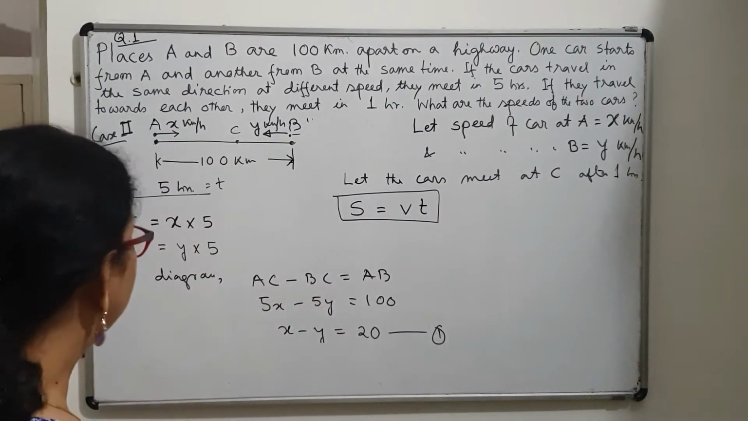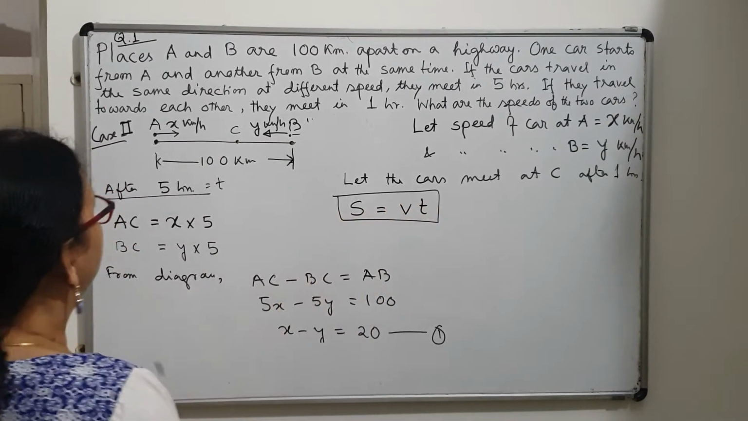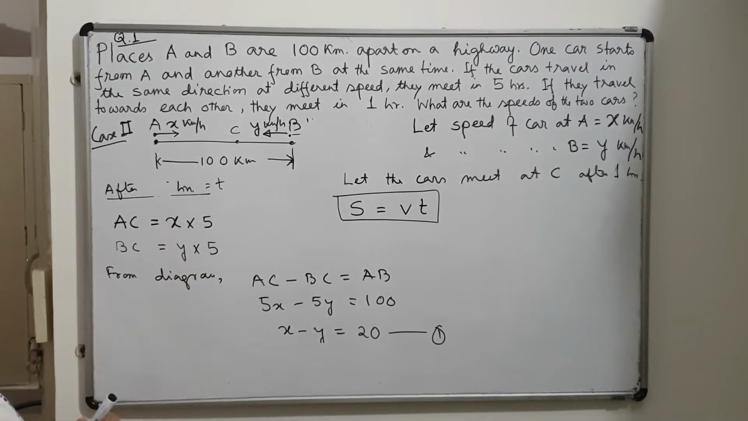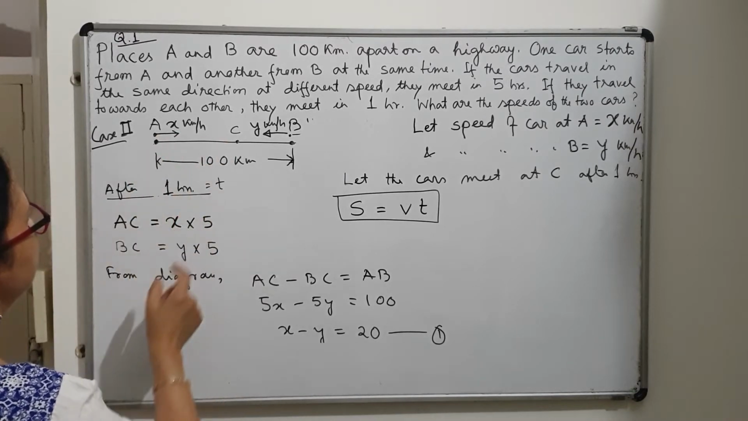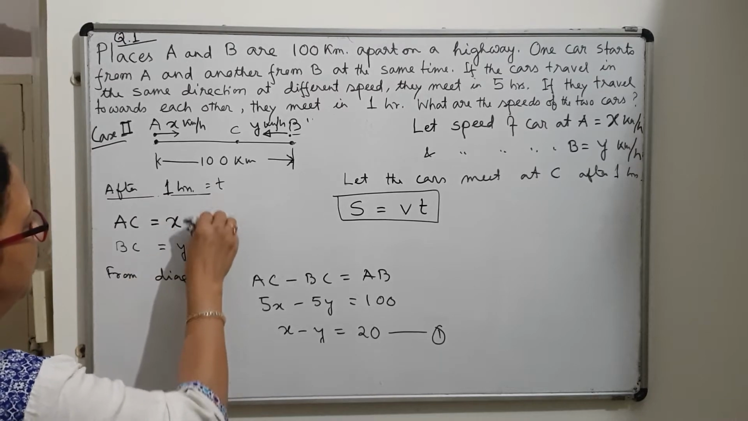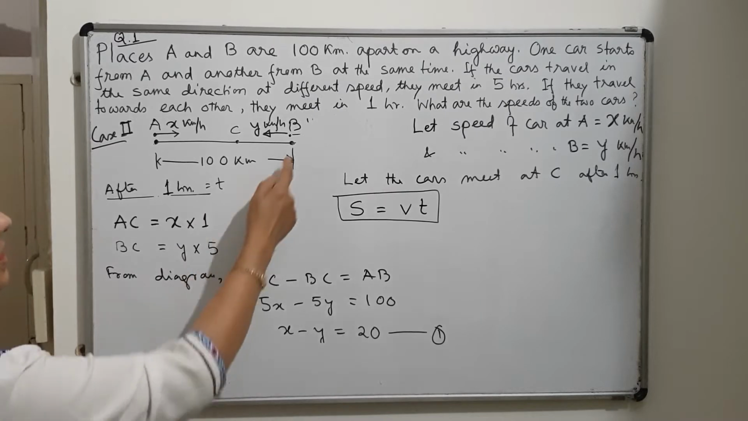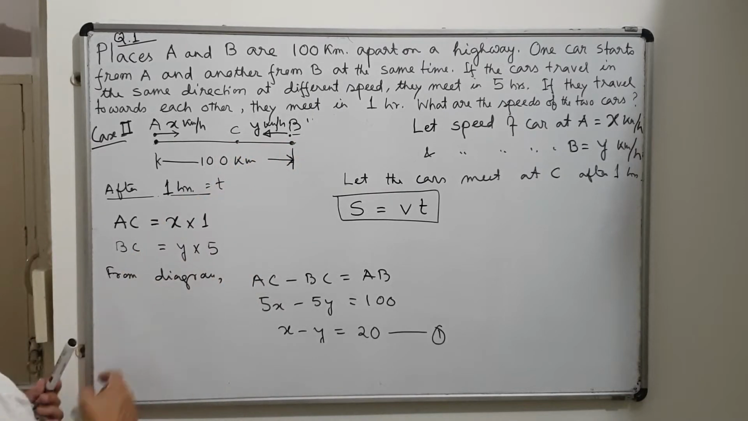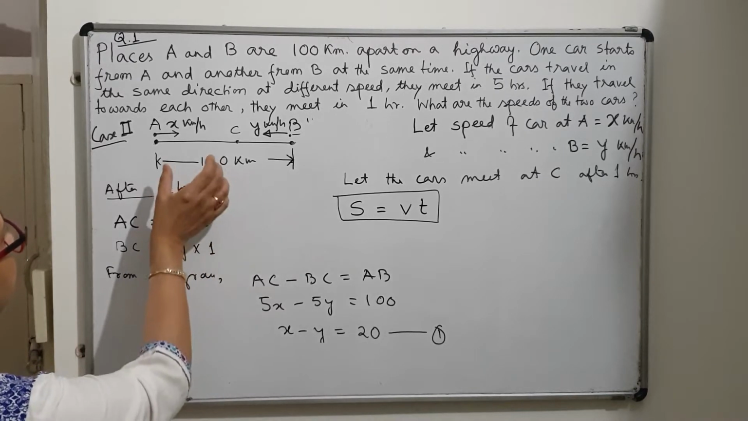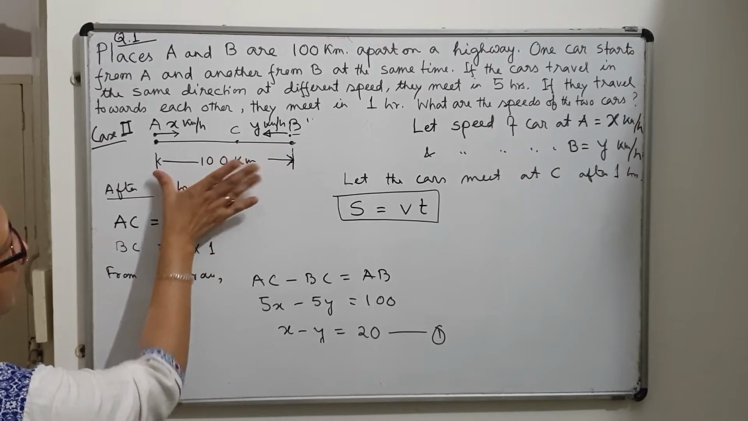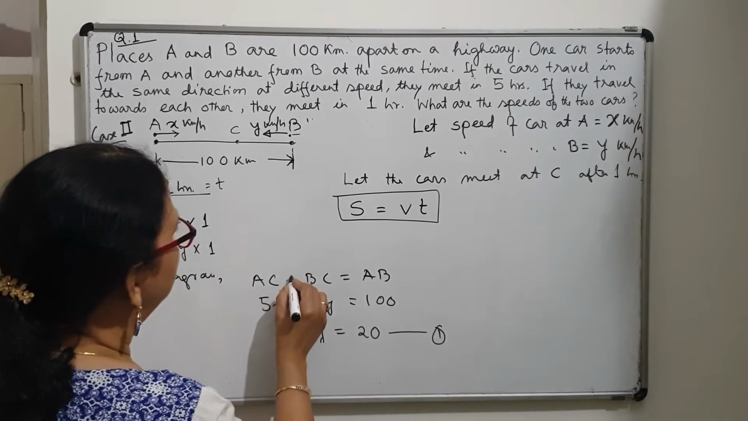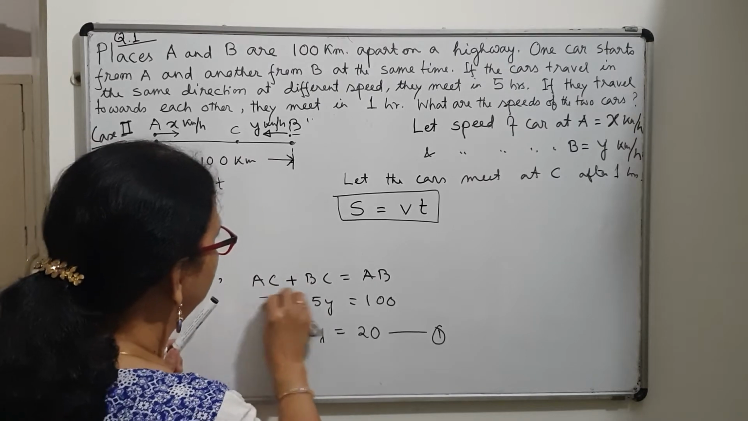So we can write similarly using this. After 1 hour, the distance traveled by the car at A, AC, is equal to speed into time, so 5 will be replaced by the new time 1. Similarly, the distance traveled by the car at B, BC, will be speed y into the new time 1. Now from the diagram, in this case AC plus BC is AB. So I can now write AC plus BC is AB. So this will be changed now.